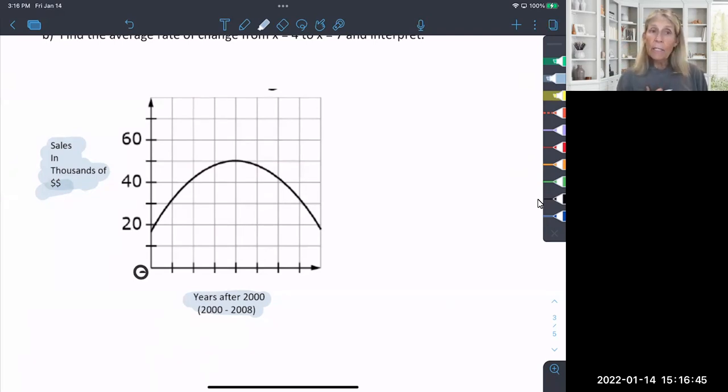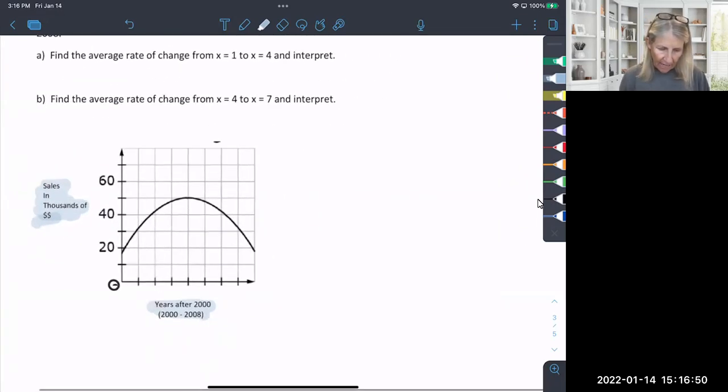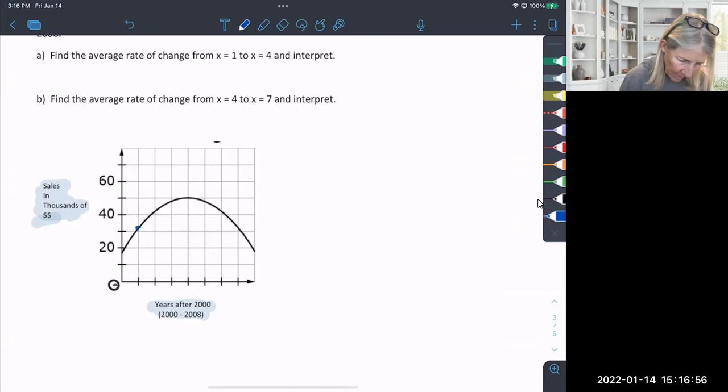So what we're going to do is come up with an average rate of change. And so the first one says, find the average rate of change from x is 1. So let's mark where x is 1 on the graph, about right here. Right there, that's 1. To x is 4. 1, 2, 3, 4 here. So x is 4 would be about right here at the peak. And so we're going to find the average rate of change, which again, if you visualize that, we're basically getting the slope of this, what they call a secant line.